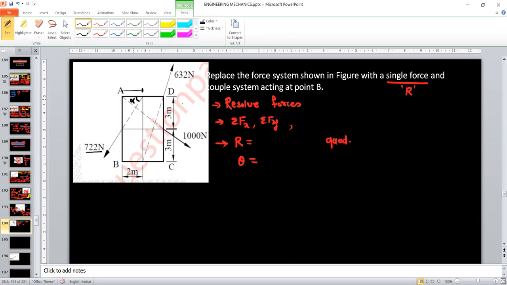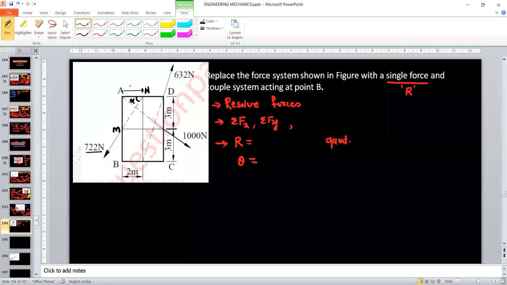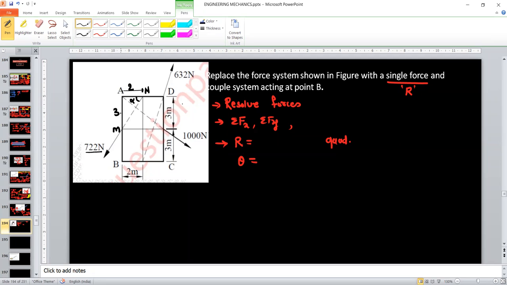So first, try to find out the angle alpha, which is for 722 Newton. This angle alpha we can find out by observing this triangle. Just assume this M, and this is N. So in the triangle AMN, this is 2 meter, and this opposite side is equal to 3 meter.